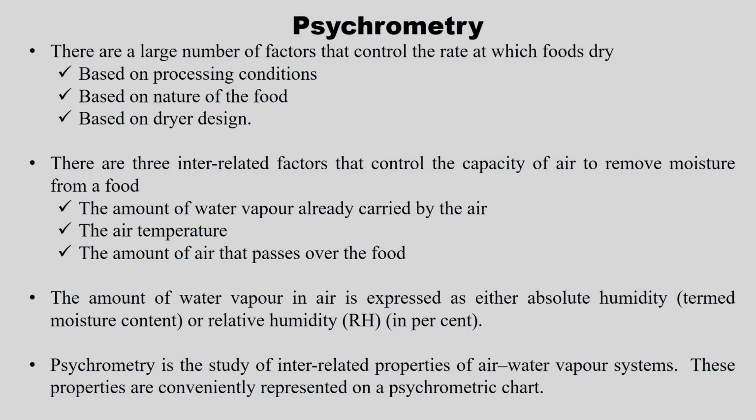There are a large number of factors that control the rate at which food dries. One is processing condition, nature of the food and dryer design, right. So, the nature of the food, we by now know, like low acid food, high acid food, and which type of thermal operations are to be applied.